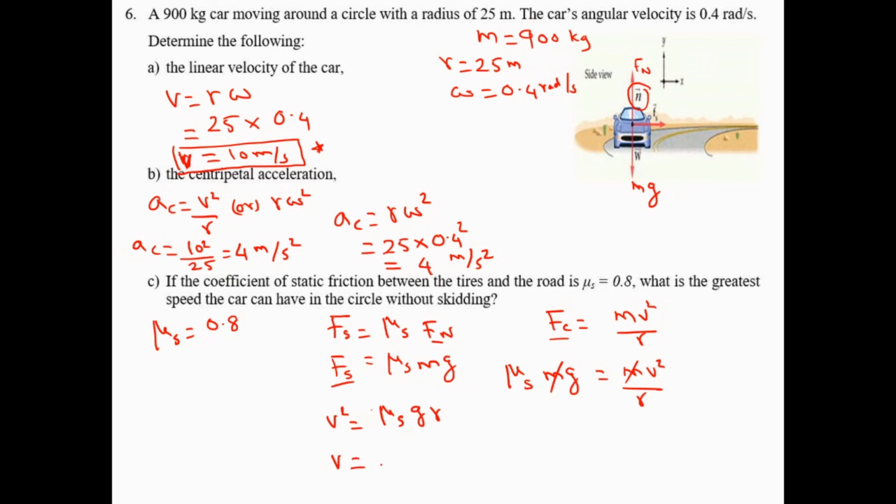Taking square root on both sides gives v equals square root of mu s multiplied by g multiplied by radius. So I'm going to substitute the values. What is the value of the coefficient? 0.8, and the gravity value is 9.8, multiplied by the radius, 25 meter. Square root of 0.8 multiplied by 9.8.